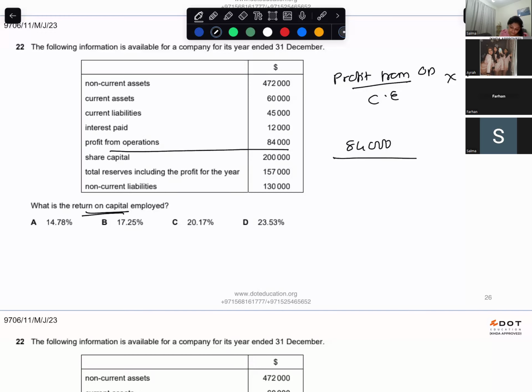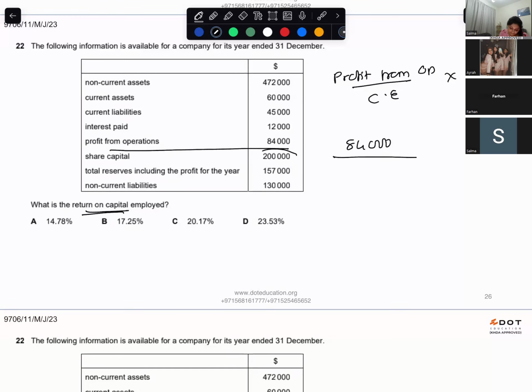Miss, the formula for capital? It can either be total assets minus current liabilities, or it can be capital plus reserves plus non-current liability. So I have capital, I have reserves, I have non-current liability. I have all three. So it is 200,000 plus 157,000 plus 130,000. It is 487,000.